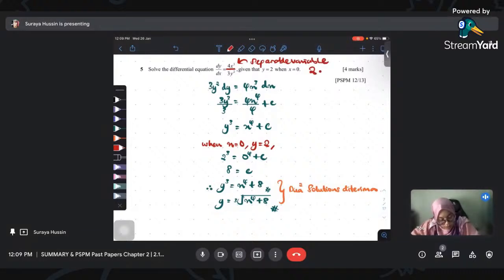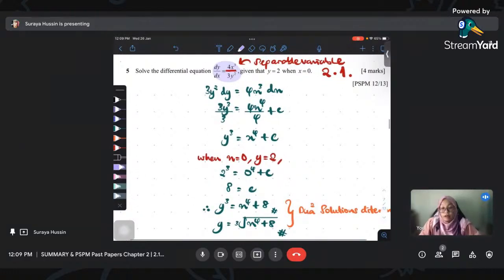Separable variable 2.1. Sebab dia apa? Sebab dia bahagi. So kalau bahagi, senang untuk cross multiply. Very easy. Just cross multiply, get the y on the left. Cross multiply, get the x on the right. After that, you put integral both side. You put integrate both side.